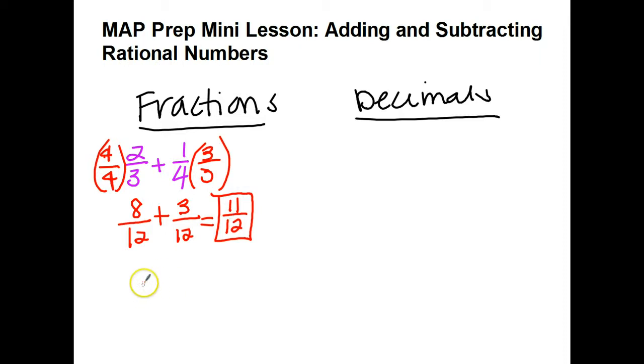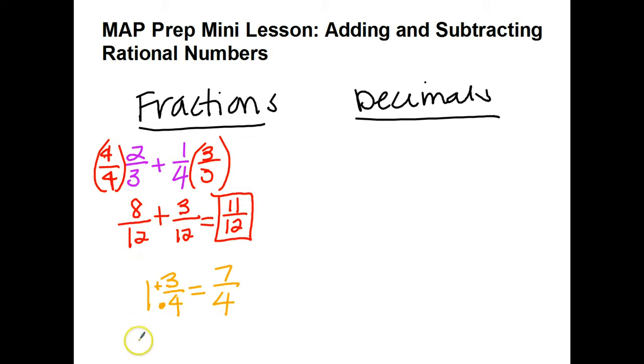If you were given a mixed number like 1 3/4, to change a mixed number to an improper fraction, remember you multiply 4 times 1, and then you add 3. So 4 times 1 is 4, plus 3 is 7 over 4. You have to do that before you start finding a common denominator or adding the numerators.